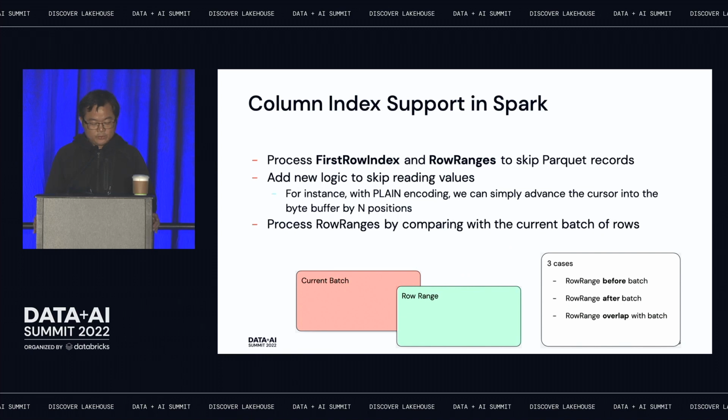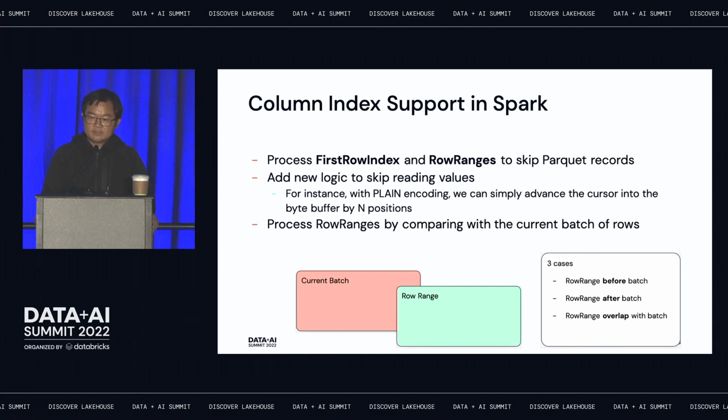So to support column index in Spark, on a high level, we need to do a few things as well. Because of the time constraint, I cannot jump into the details, but this is how we are doing it on a high level. First of all, Parquet, after the filter, passes Spark several pieces of information. It tells you the first row index for each page after the skipping. It also tells Spark the row ranges for all the selected records.